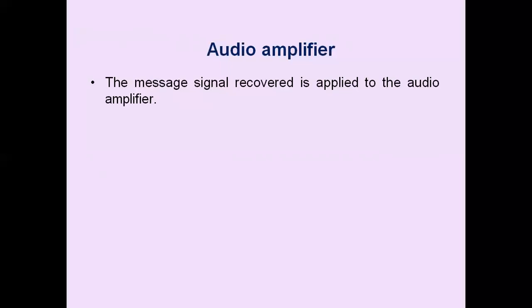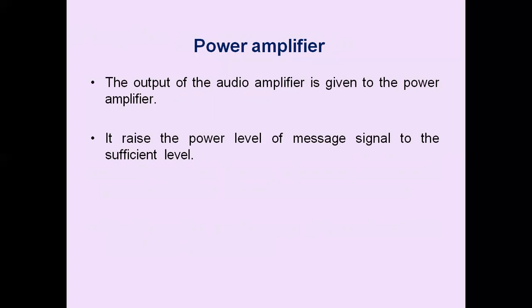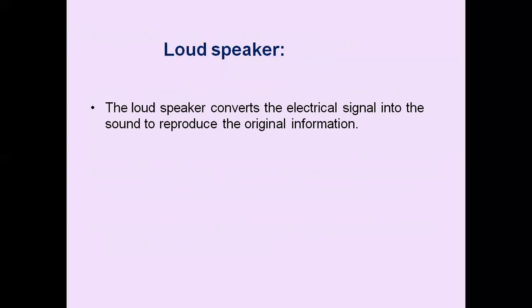Then we have the audio amplifier. The recovered message signal is applied to the audio amplifier. It amplifies the signal to a sufficient level. The output of the audio amplifier is given to the power amplifier. It raises the power level of the message signal to a sufficient level. The amplified signal is applied to the loudspeaker to reproduce the sound. The loudspeaker converts the electrical signal into sound to reproduce the original information.